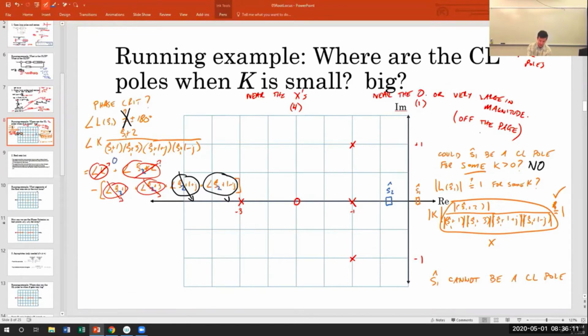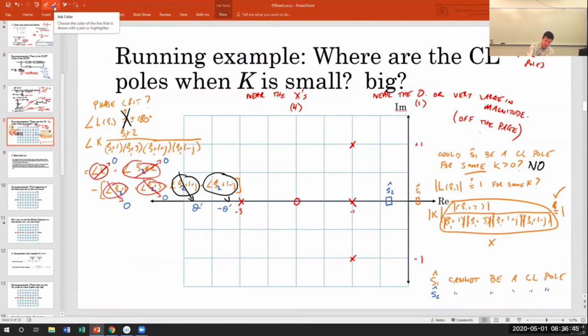The phase of S2 hat plus 2 is still 0. The phase of S2 hat plus 1: S2 hat, the way I've drawn it, is a negative real number, but its magnitude is less than 1. So if I add 1 to it, then S2 hat plus 1 is still positive and real, so that has 0 phase. This is some different number theta prime, but this is always negative theta prime. So S2 hat also cannot be a closed loop pole because it fails the phase criterion just like S1 hat did.